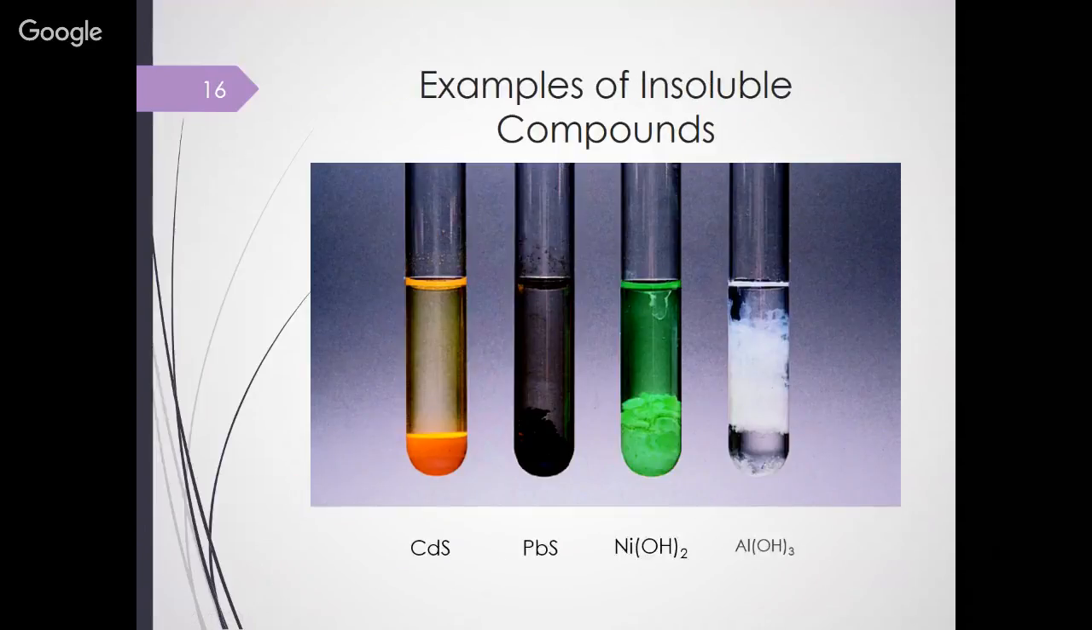Here's just some other examples of precipitates that form when you mix different solutions together. So cadmium sulfide, lead(II) sulfide, nickel(II) hydroxide, and aluminum hydroxide. So what you have to do to form these is take two solutions that are aqueous, but then when you bring them together, they're going to form a solid. If you have two solids already in solution, they are not going to break apart and form a new solid because they're already stuck to something else.